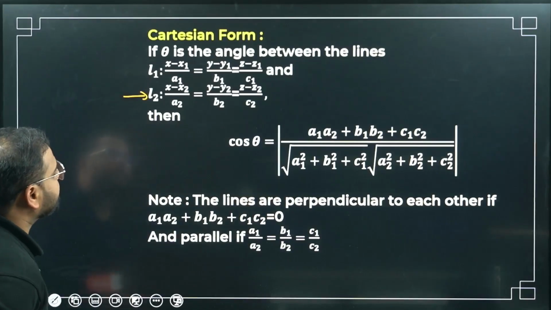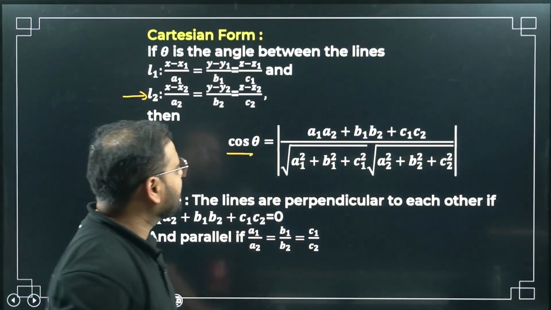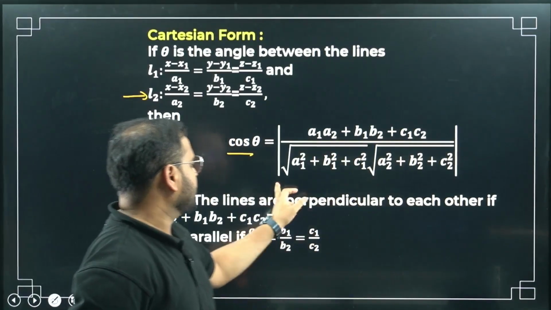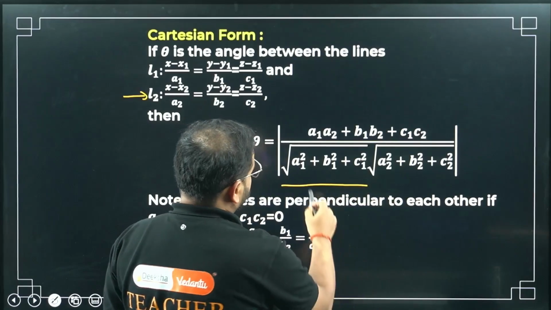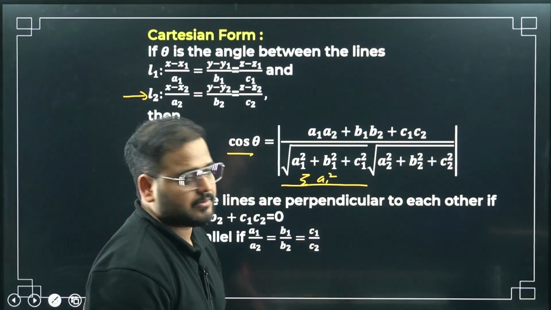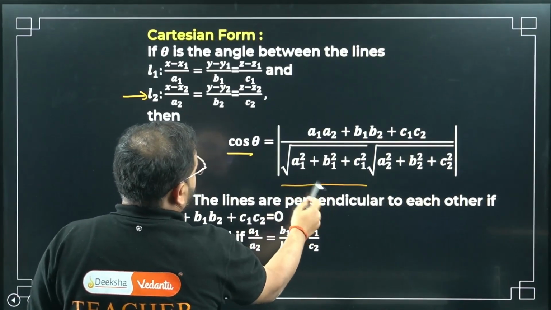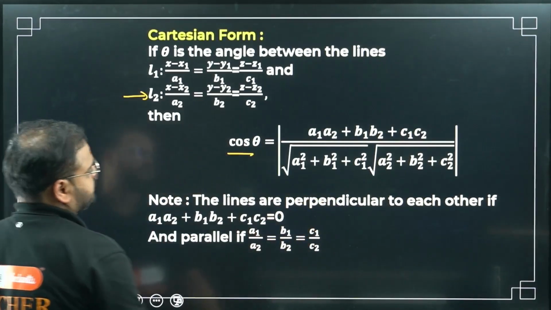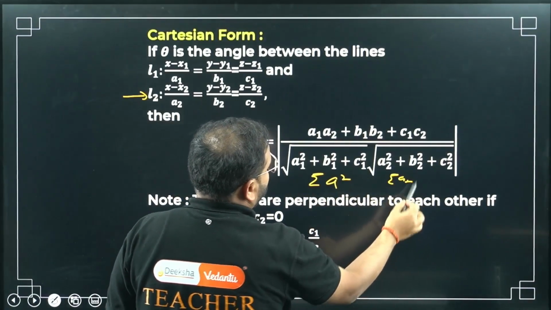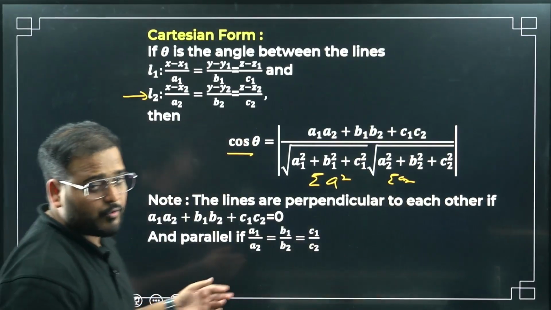Then the angle will be given by this condition. Don't ask how, we just learned it. Right now a1, a2, b1, b2, c1, c2 we learned in terms of L1. Same thing is applied over here. What is this? Sigma a1 square. This is what? Sigma a2 square. We learned it, no? We learned in terms of a1, a2 also. Okay.